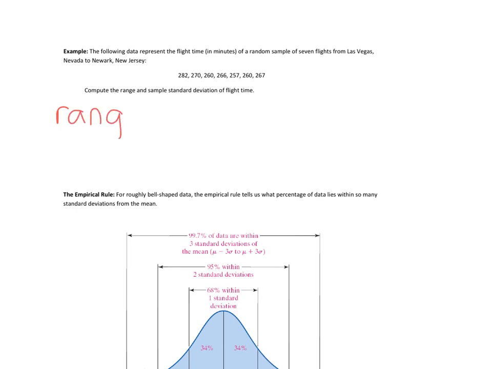So we have to find the maximum value minus the smallest value. Looks like 282 is the maximum value. What's the smallest? 257. All right, so let's put that in our calculator. And we get 25. And then how do we get full credit on an exam? We remember our units. So 25 minutes.